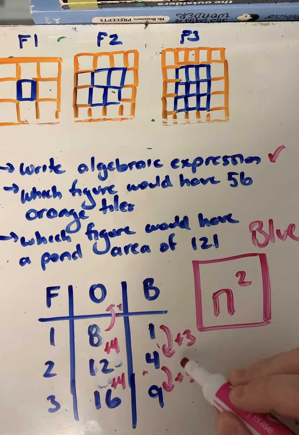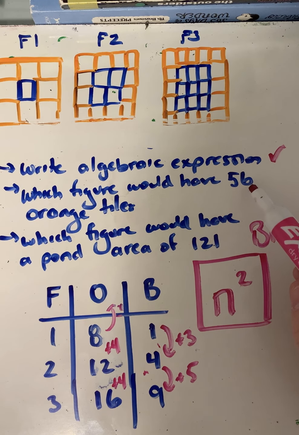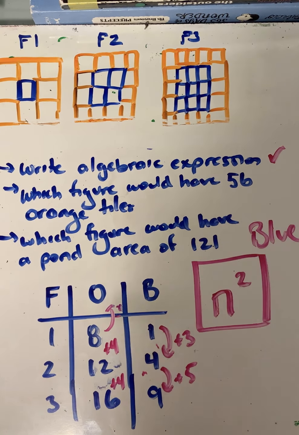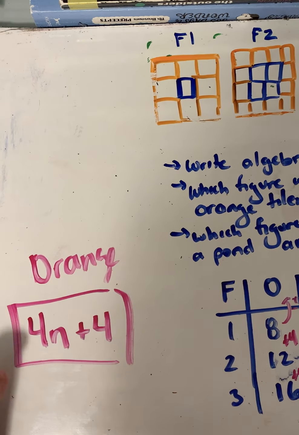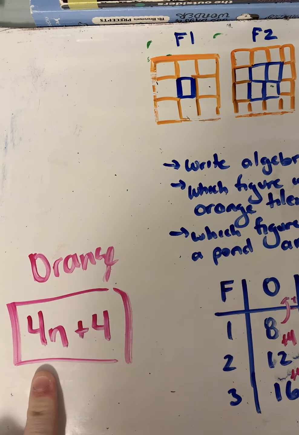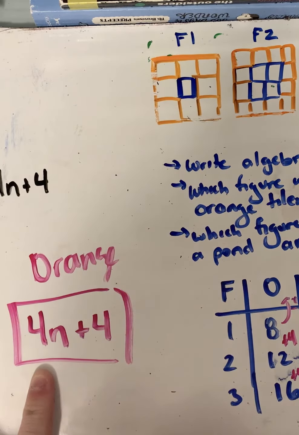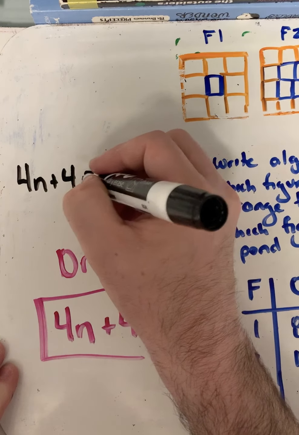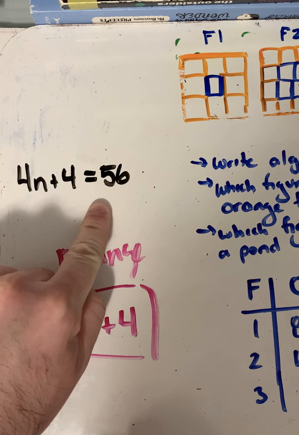So we've written our algebraic expressions. Remember that we said this is nonlinear, so we have to check maybe that it's a square. The next question asks, which figure would have 56 orange tiles? This is where a lot of people were confused or unsure about what to do. We're going to go back to the algebraic expression, 4n plus 4, and we know we're looking for the answer 56, so we're going to make this into an equation. Instead of just an expression, we make it an equation by giving an answer.